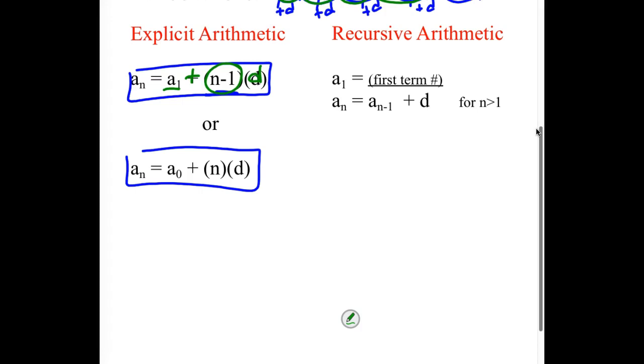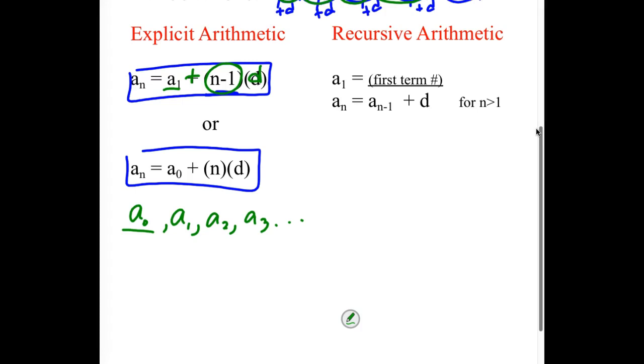The second version of this says, let's go back. Instead of starting with the first number and then the second, third, etc., let's go back one space. We call that a sub 0, or the 0th term. It's kind of like saying, if I'm going to add this common difference every time, where would this sequence really have gotten started?